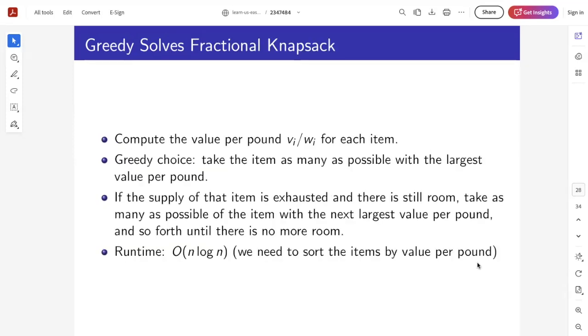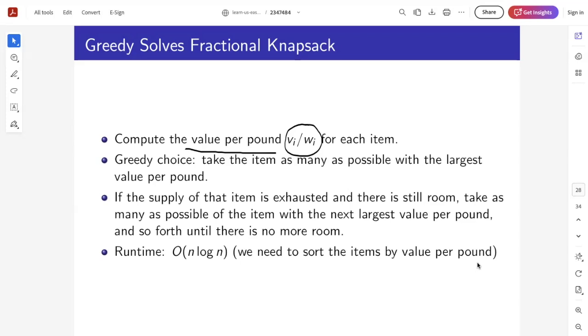Now let's look at a greedy algorithm that solves fractional knapsack. The idea is straightforward. First of all, we want to find out the unit worth, which means that we want to find out the value per pound. Then this indicates how valuable item i is. Then the greedy choice would be, we take as many as possible of the item with the largest unit value, or value per pound.